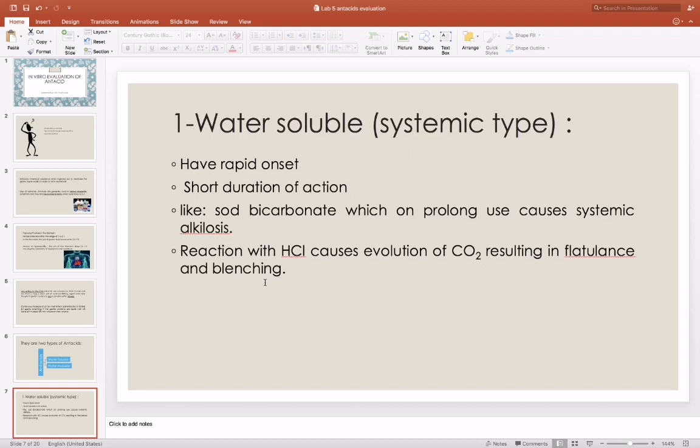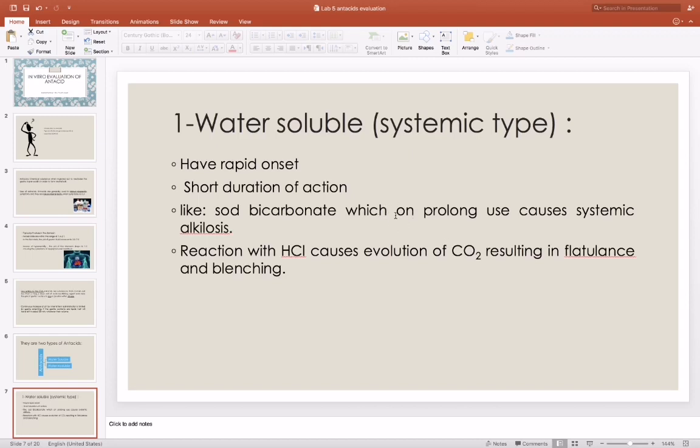هذه الأمور هي غير مرغوبة أو مزعجة بالنسبة للبيشنت على الرغم من الرابد ريليف اللي تحققه، لكن الكربونات reaction with HCl will release CO2 اللي يسبب لي bleaching and flatulence اللي يعتبر undesirable effect by the patient. على الرغم من الرابid onset اللي تحققها this type of antacids بسبب solubility they have short action because they are absorbed to the systemic circulation. والabsorption to the systemic circulation will result in side effects اللي هي systemic alkalosis, hypertension، وهذه الأمور هي تعتبر serious side effect and dangerous especially بالcontinuation of use.